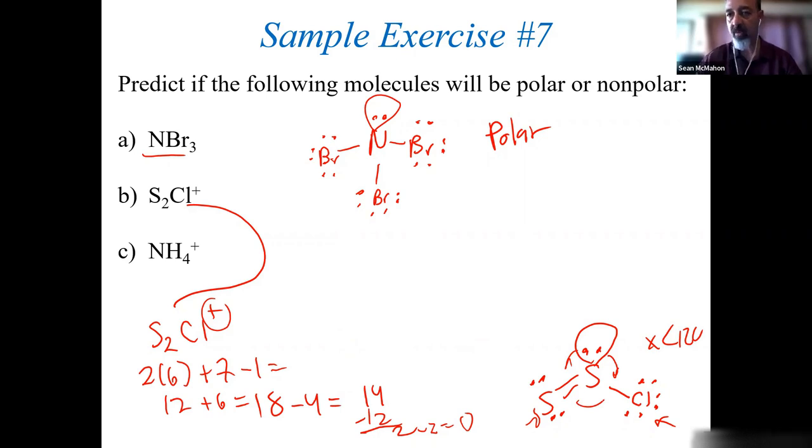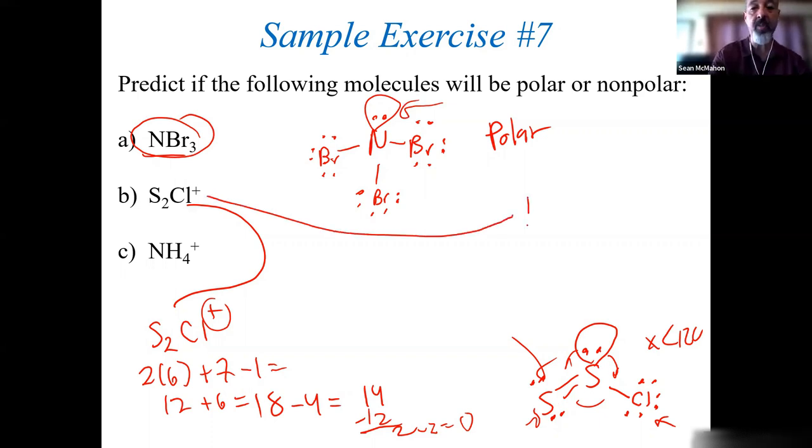This is polar. Why? It's not symmetrical. You honestly didn't even need to draw this to see that, but it's good because you might have thought that this was symmetrical if you didn't take that into account. But this lacks symmetry. The three groups are all different, so this is polar.